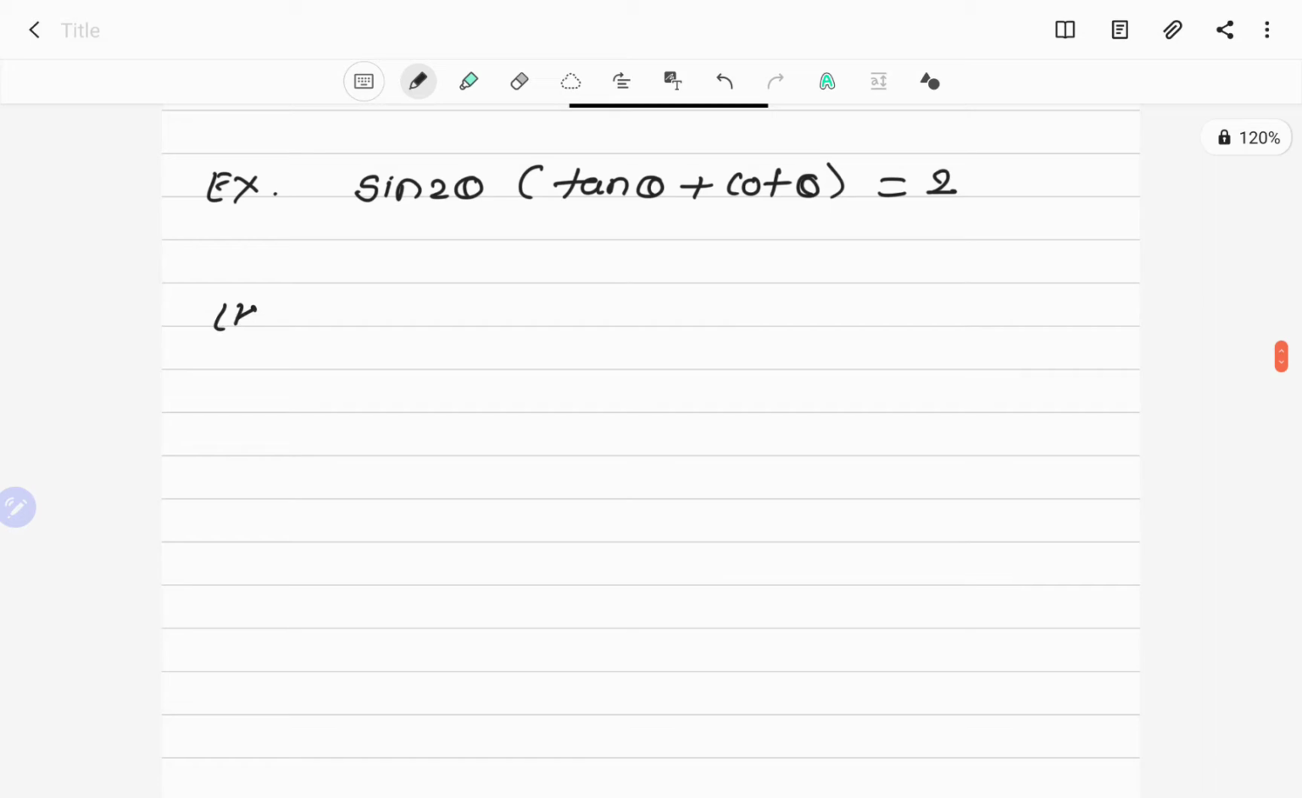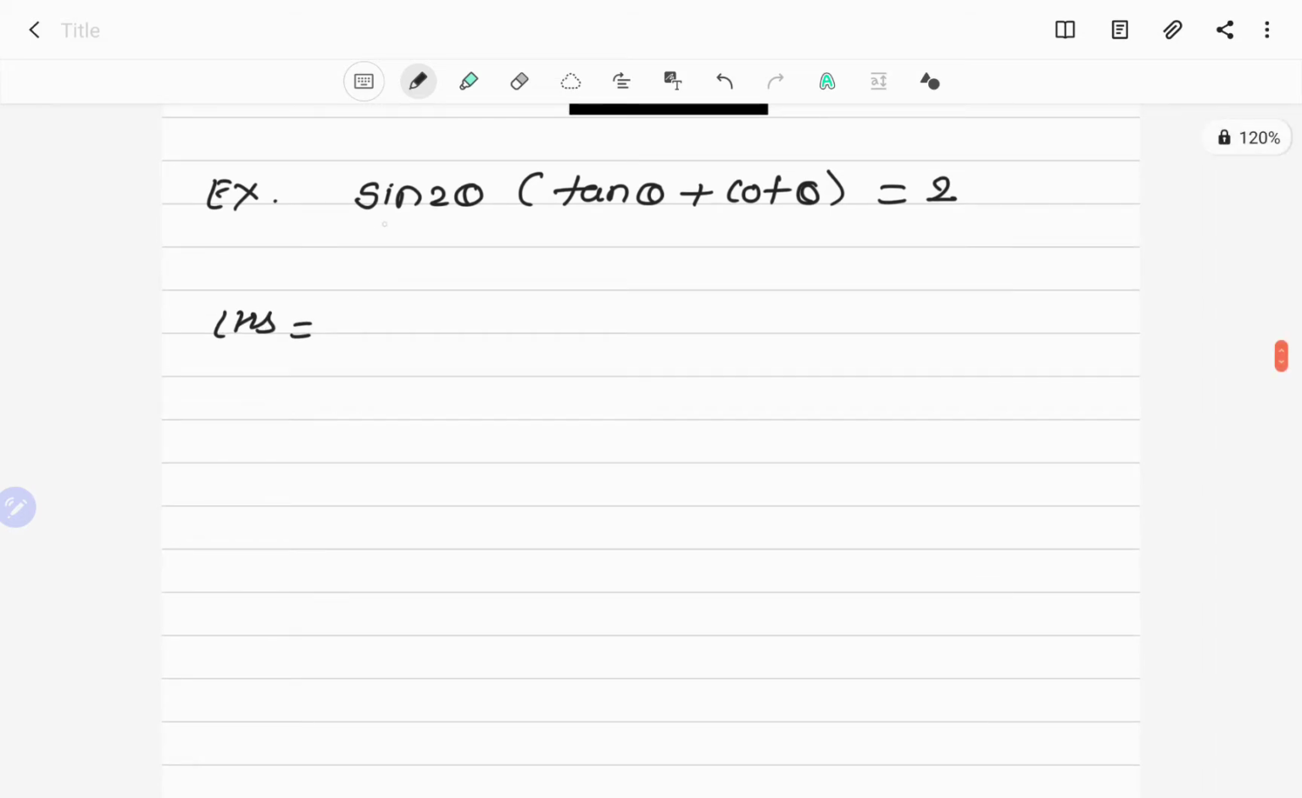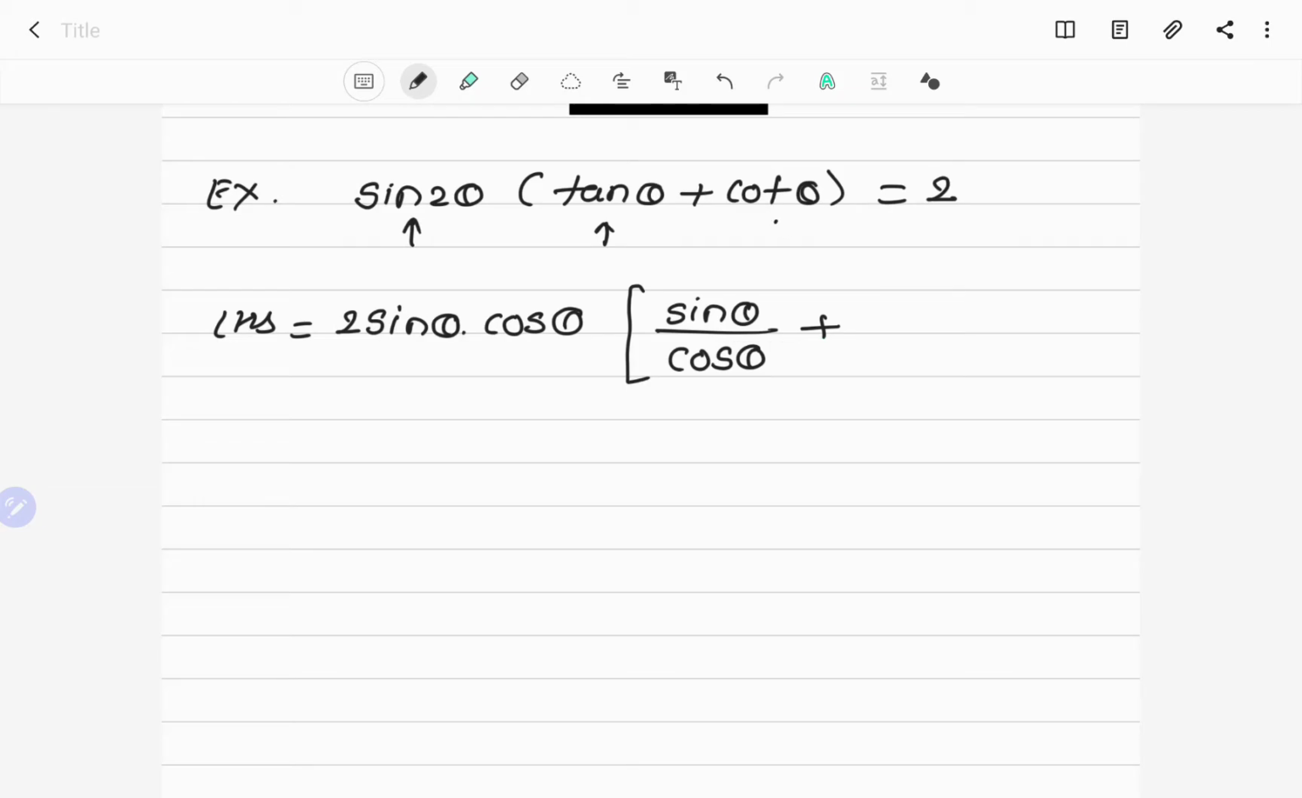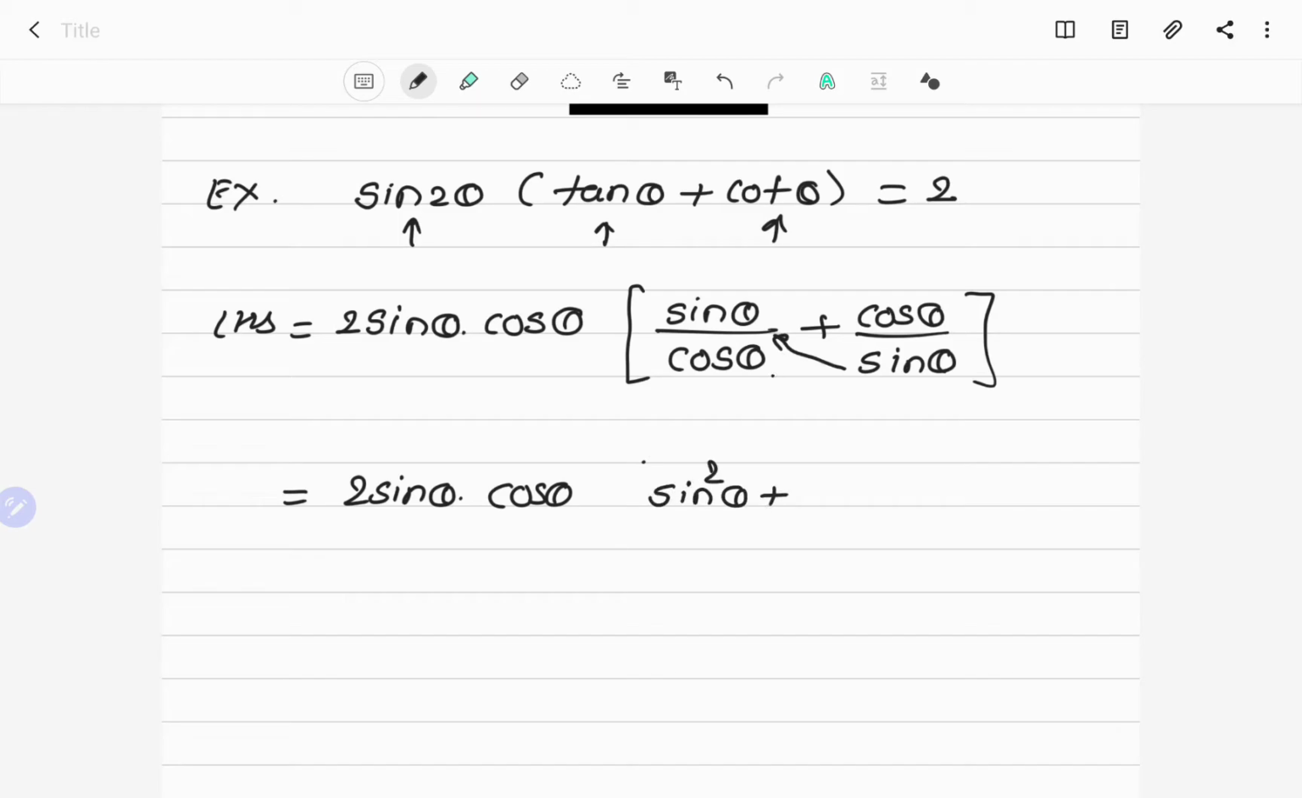So here I am starting with the left hand side, and let's apply the formula for sine 2 theta first. Sine 2 theta is 2 sine theta into cos theta. Then for tan theta I am applying sine theta upon cos theta. Then let's express cot theta as cos theta divided by sine theta. Further, this is 2 sine theta cos theta, and I am cross multiplying this structure again. So sine theta into sine theta is sine square theta, then cos theta into cos theta is cos square theta, and this is simple cross multiplication. In the denominator it is sine theta into cos theta. This is what is happening inside the bracket.